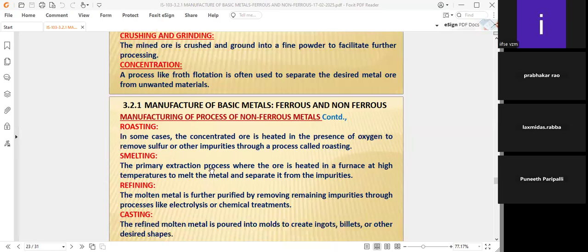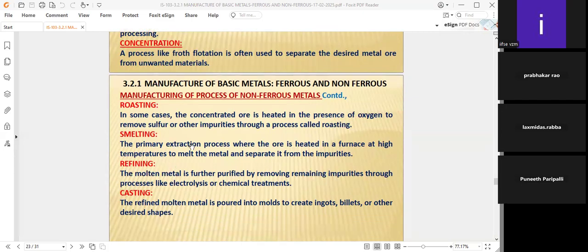Smelting is the primary extraction process where the ore is heated in the presence of air. This is smelting. We can also call it calcination. Whereas in the presence of oxygen it is roasting. It is a simple difference, and even in primary school classes we can explain this type of metallurgy.